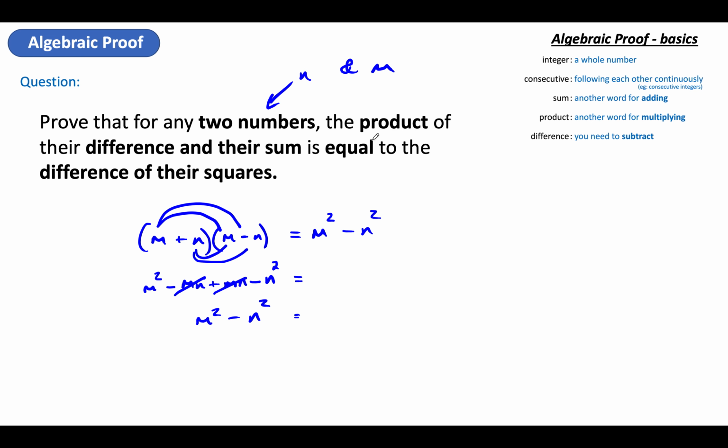Yeah, so the product of their difference and their sum is equal to the difference of their squares. Now, don't despair if you didn't quite follow that question. It's a tricky question to turn into, you know, algebra, right?